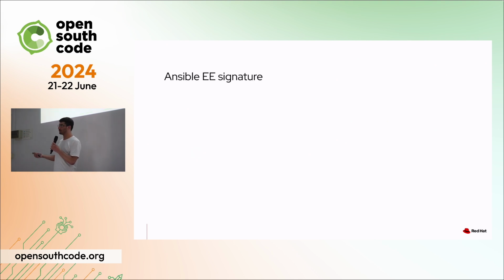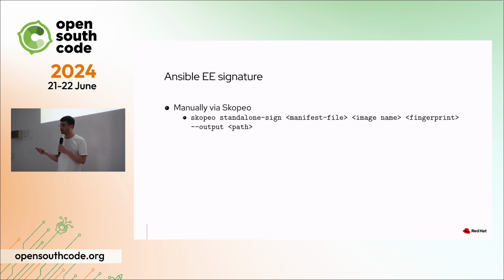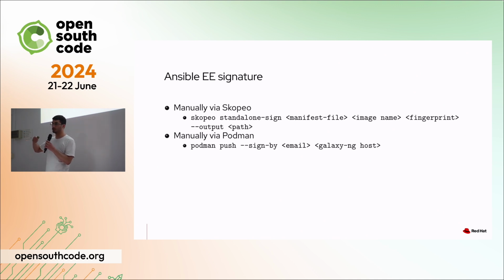So first of all, we will need to sign them. And we can do it manually with Skopeo. Skopeo is part of the Podman utility set. That's the command. Basically, we just do a standalone sign of the image itself. We can also do it via Podman itself while doing the push. So you do podman push --sign-by, you put the email, and you also have to have a key for that email configured on your machine. It will be signed while being uploaded.